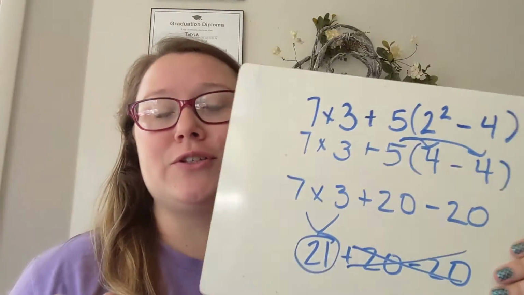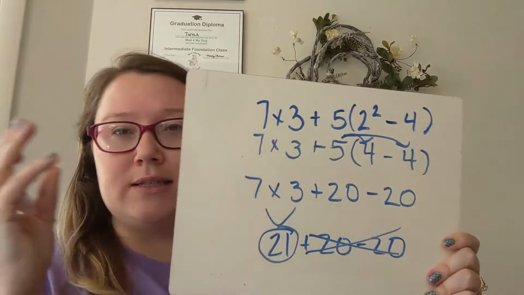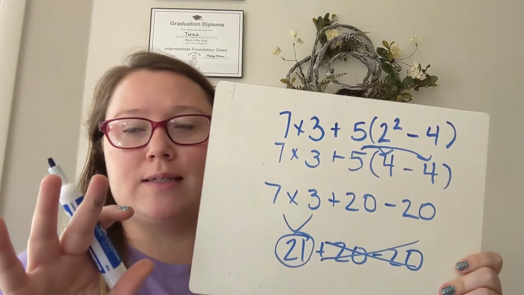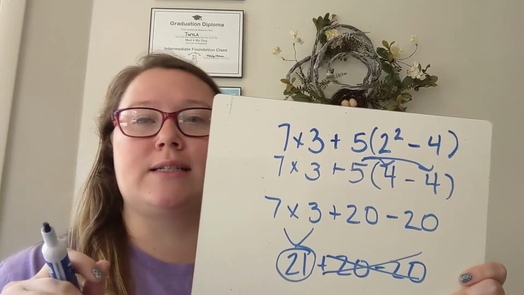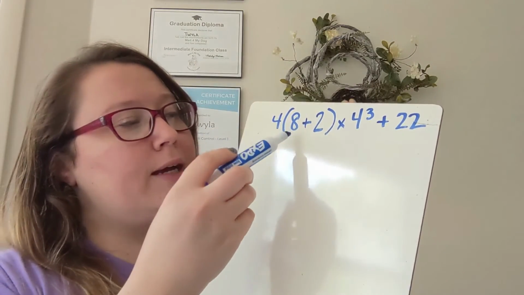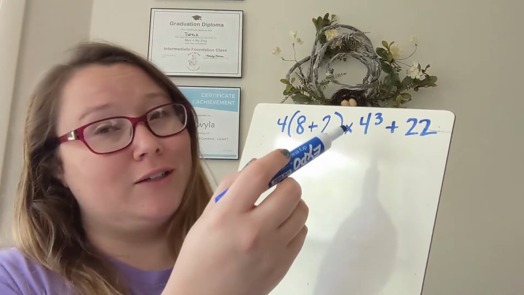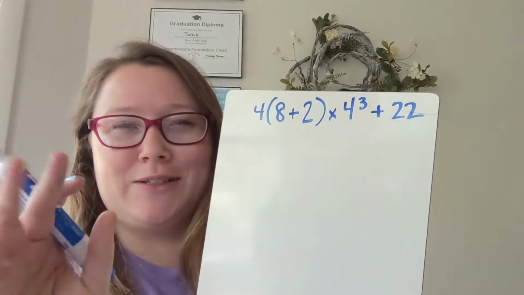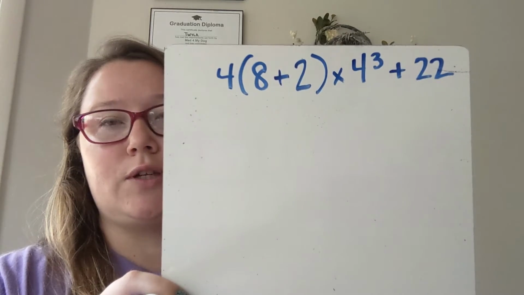Now what I'd love for you to do, if you're following along at home and you'd like to see if this is sinking in for you, is go ahead, I'm going to show problems up on the board, pause the video, work them out yourself, and then press play and we'll check to see if you got the answers right. All right, so our new problem is 4 times the expression 8 plus 2 times 4 cubed plus 22. So go ahead and pause the video, see if you can solve the problem on your own, and then we will jump into solving it together.